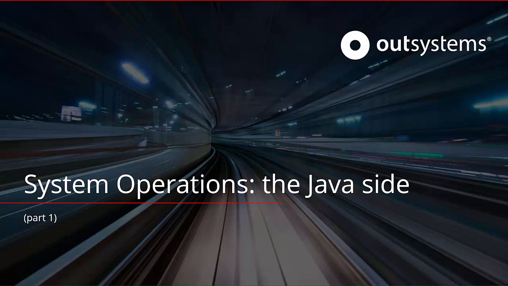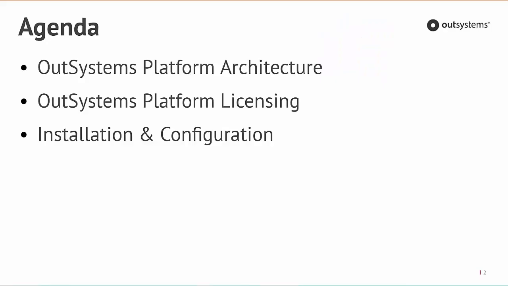Welcome everyone. This is part one of System Operations, the Java side. In this particular session, we will go through the OutSystems Platform architecture, how to license and how to apply licensing to installations. We will also go through the installation and configuration of standalone servers. Next session will be on farm installations and troubleshooting.